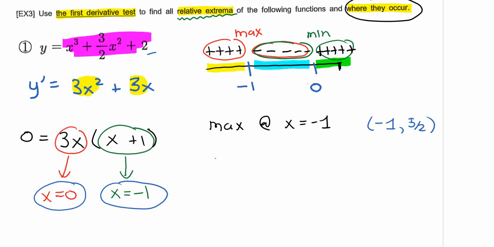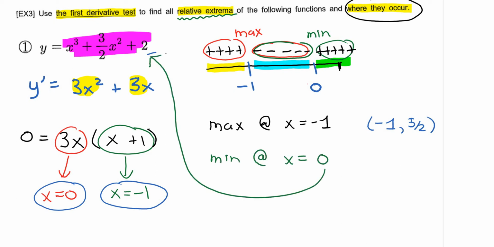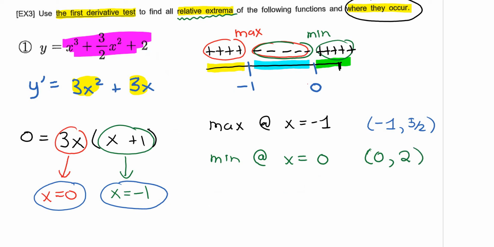Okay, and then I have a minimum at x equals 0, and if I plug 0 back into my original function, I get 2, so my minimum is going to be at the point (0, 2). And that's how you would finish off the results here.